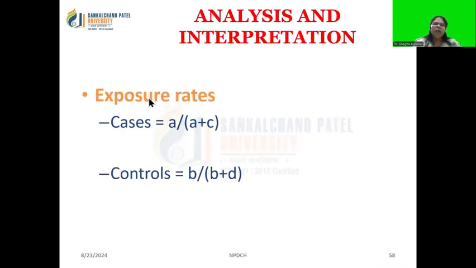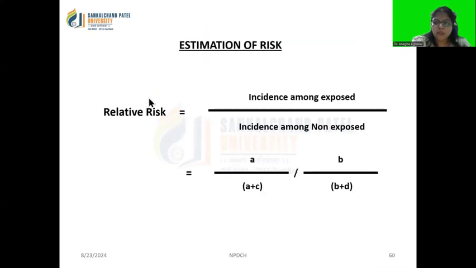Okay, so exposure rate in cases can be calculated by A divided by A plus C. That means out of the entire cases, how many cases were exposed. Then in controls, same, B divided by B plus D. So out of all the controls, that is B plus D, how many were exposed. So we will be getting the exposure rate. Then once we get that rate, relative risk or the odds ratio is the statistical analysis we generally do in an analytical study, be it a case control study or a cohort study. So what do you mean by relative risk?